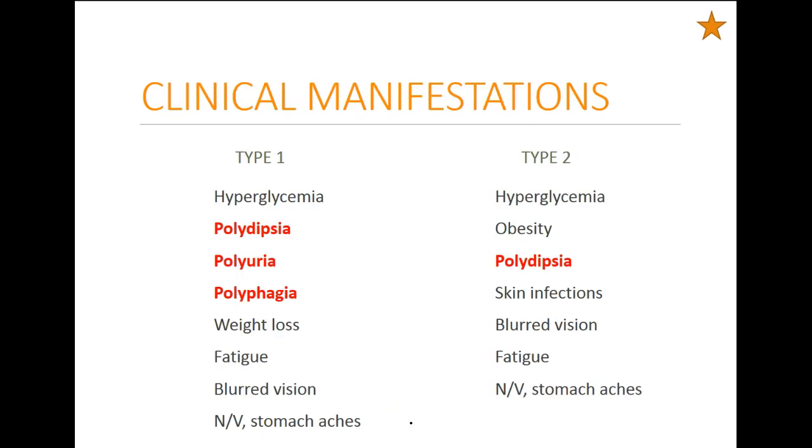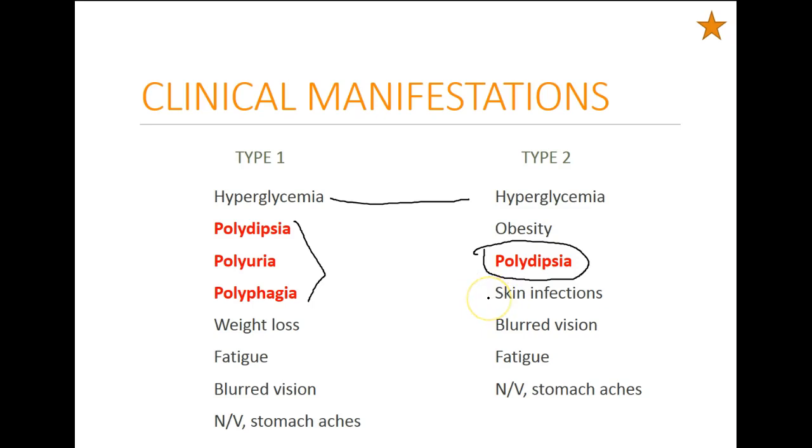So when you look at the clinical manifestations between type 1 and type 2, you'll see some similarities. You see the hyperglycemia. What's most common in type 1 are the 3 Ps: polydipsia, polyuria, and polyphagia. Obesity, so there's a little bit of opposites here, is usually something that makes a person more predisposed to type 2. Polydipsia, remember, is going to be the result of hyperglycemia.